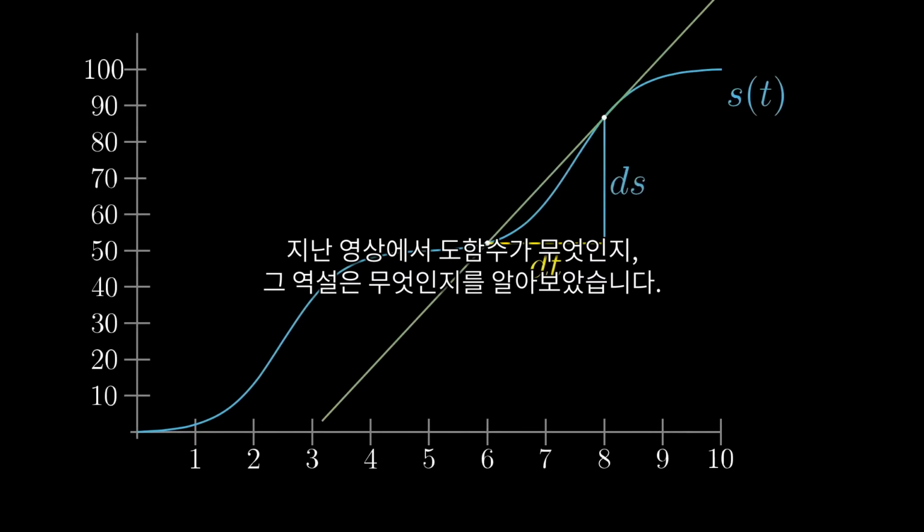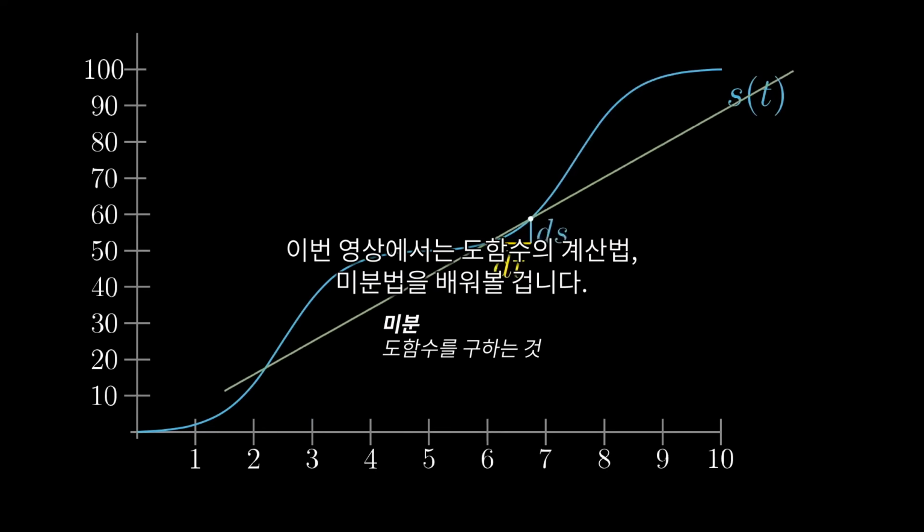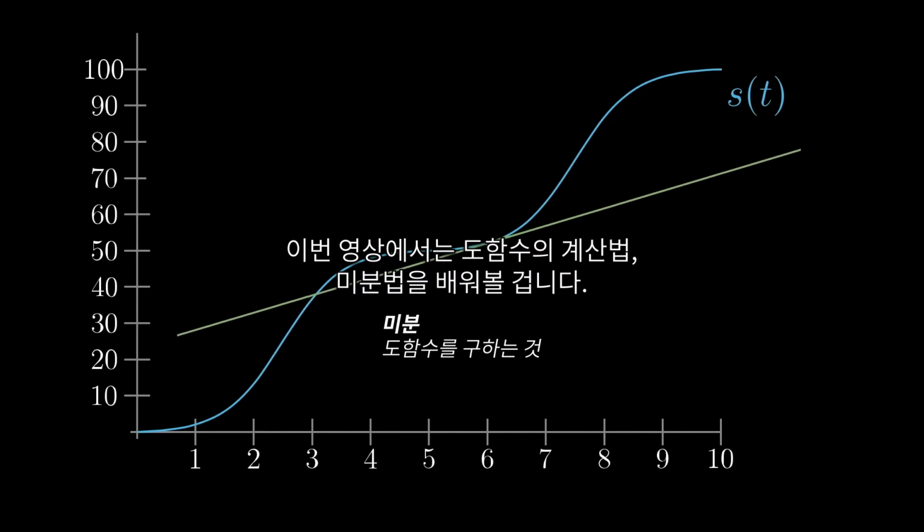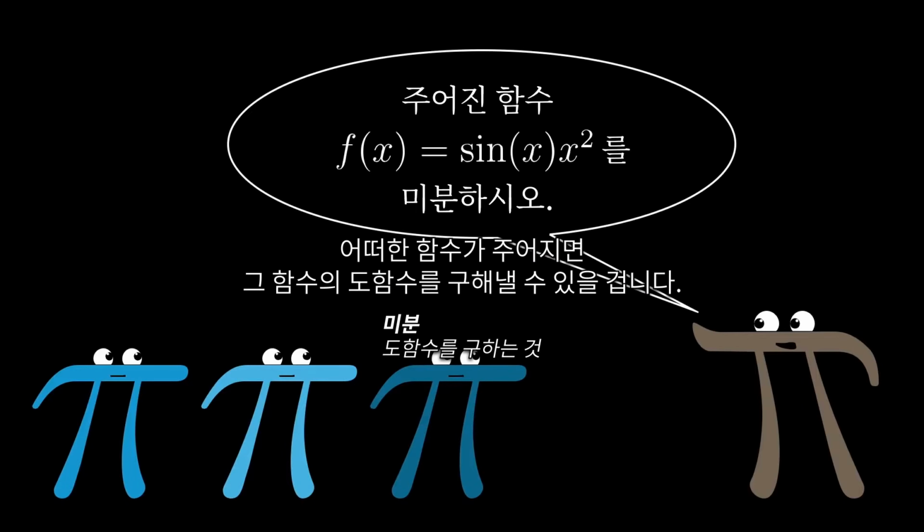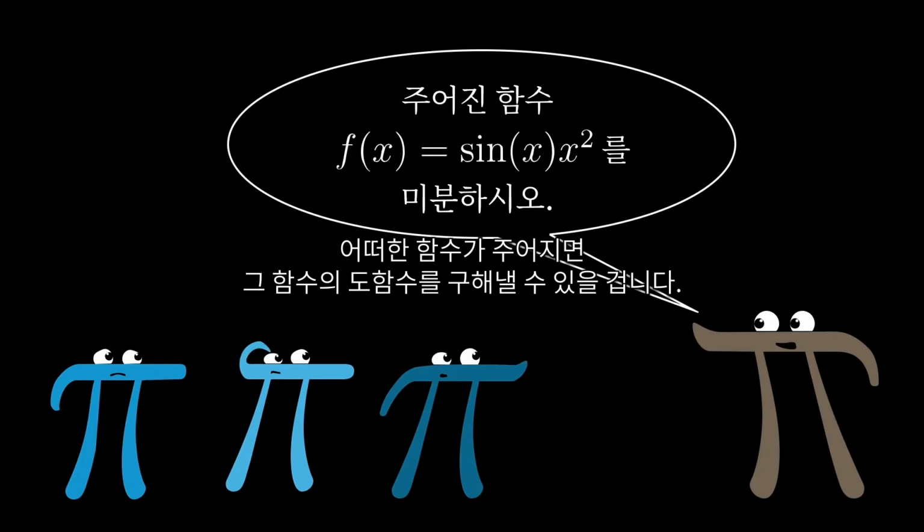Now that we've seen what a derivative means and what it has to do with rates of change, our next step is to learn how to actually compute these guys. As in, if I give you some kind of function with an explicit formula, you'd want to be able to find what the formula for its derivative is.